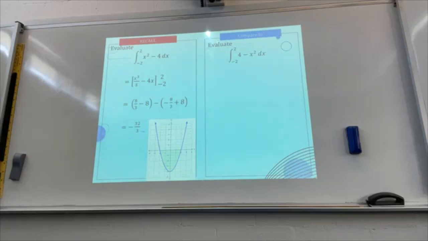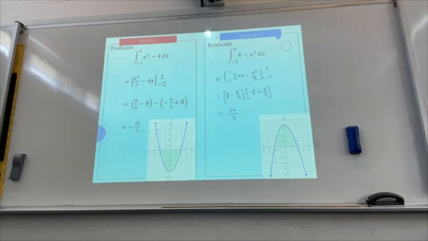Can you do the next one? It's the same thing. 4 minus x squared. It's the same thing. If you evaluate from minus 2 to 2, 4 minus x squared, what do you get? 32 over 3. It's 32 over 3, right? Pretty much, it's just the inverse of that.